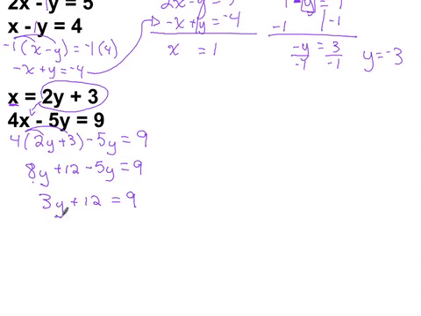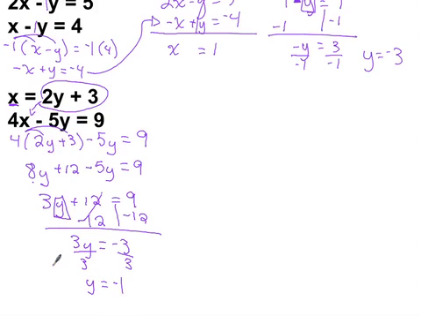I need y by itself, so I need to add or subtract to get rid of this 12. Am I going to add or am I going to subtract? It's positive. I need to do the opposite, so I'm going to subtract 12 from both sides. So I'm going to get that 3y is equal to -3. And again, I need y by itself completely, so I'm going to divide everybody by 3 to get that y is equal to -1.